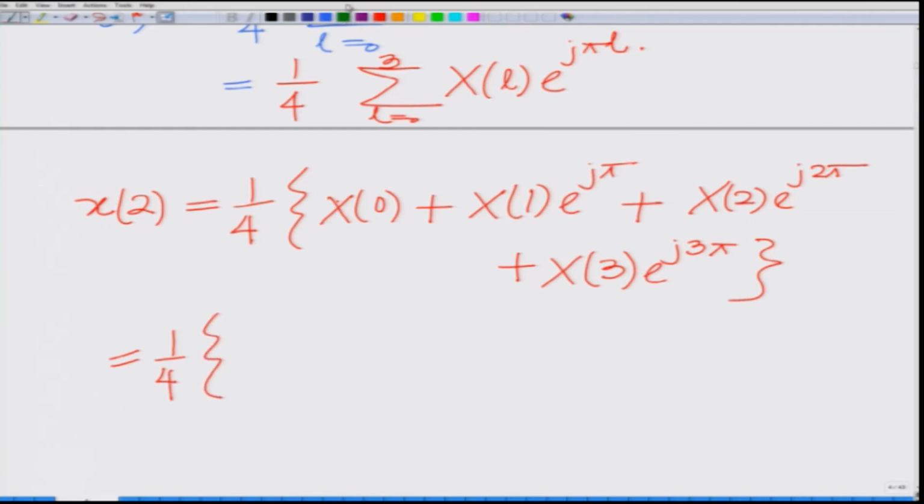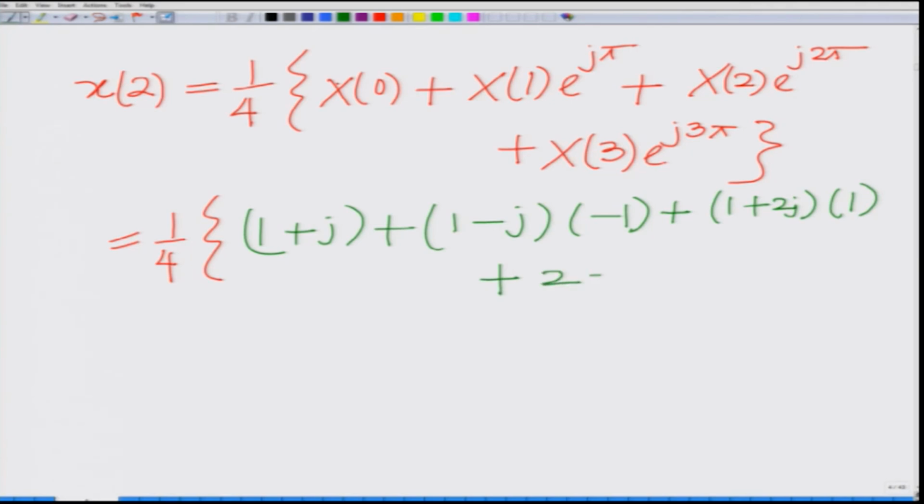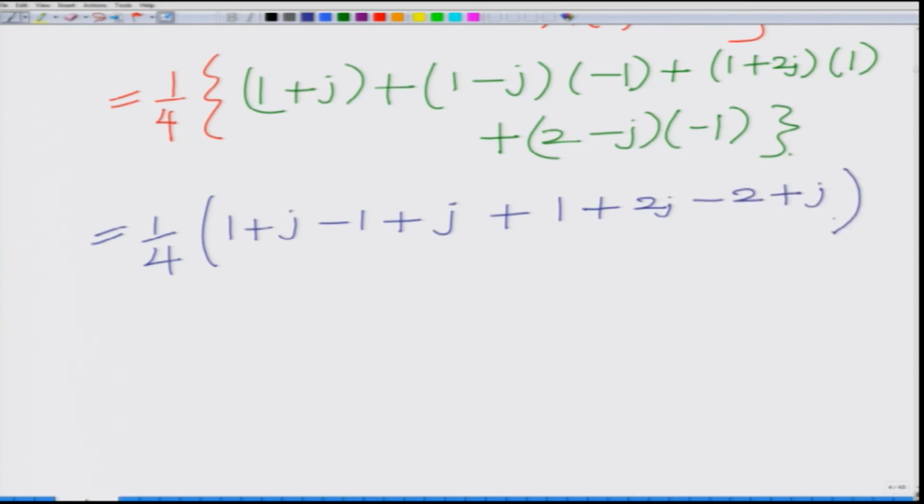Again, hoping that I am making no mistakes, this is 1 plus j plus 1 minus j times minus 1, e power j pi is minus 1, plus 1 plus 2j into e power j 2 pi is 1, plus 2 minus j into minus 1, and what is this? This is therefore equal to 1 over 4 times 1 plus j minus 1 plus j plus 1 plus 2j minus 2 plus j, and if I am correct again, we have 1 minus 1, that is 0.